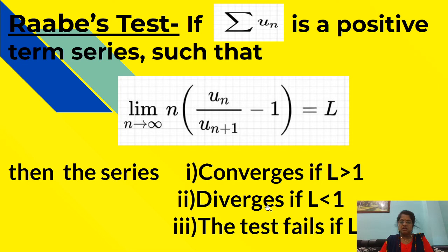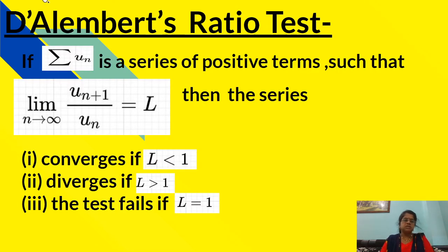The series diverges if L is less than 1. And the test fails if L is equal to 1. Now we will also see what is the statement of D'Alembert's ratio test, because we will require both the tests when we will solve the sum.